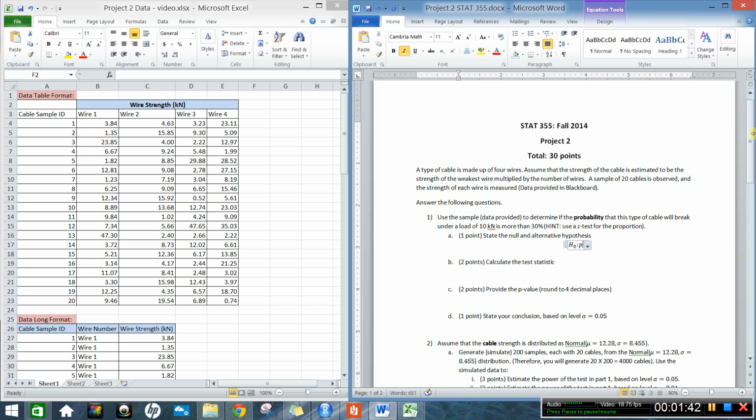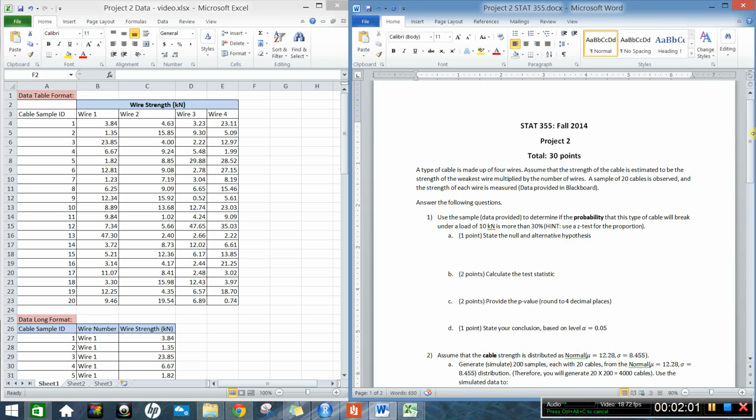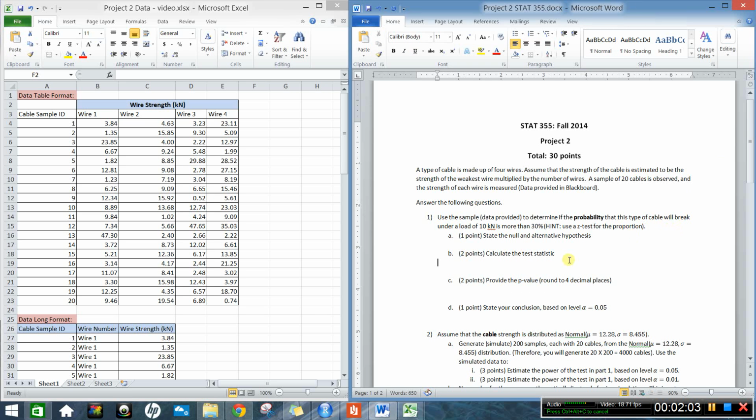And then you should type up what your null hypothesis is. Is it something like greater than 0.3? Or, what is it? Type it up. And then also type up what the alternative is. Okay? So it's not greater than 0.3. You have to figure it out yourself. I didn't just give it to you.